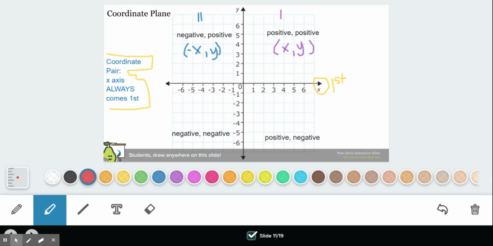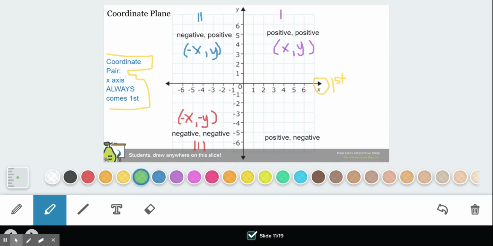So then in quadrant 3, which is here, we have a coordinate pair again, and once again, x always comes first, but notice the values on the x-axis in quadrant 3 are all negative. So we are going to have a negative x, comma, and then when we look at the y-axis, those are also negative. So then we're going to have a negative y value as well. So the coordinate pair in quadrant 3 is negative x, negative y.